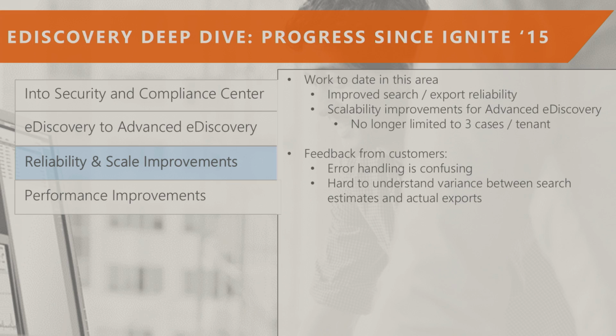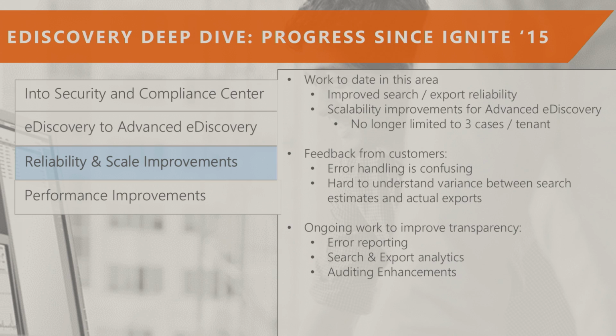But there's still work that we need to do. So we got some feedback from customers that some of the error handling is confusing. Sometimes it's hard to understand some of the results that we show. And so we're working hard in this area. So we're improving the error reporting. We're adding more analytics to search and export. We're adding auditing. So for folks who are looking for it, we announced the eDiscovery auditing about a month ago. So that's all work that's in progress and in flight.